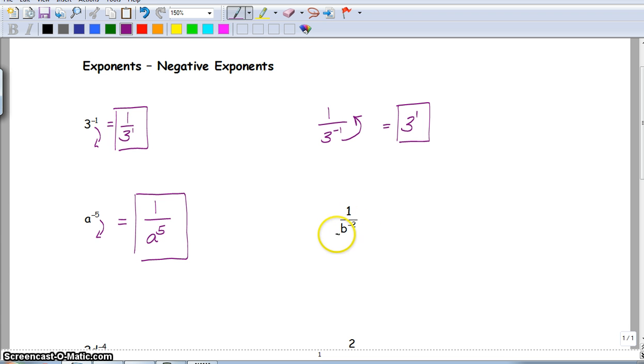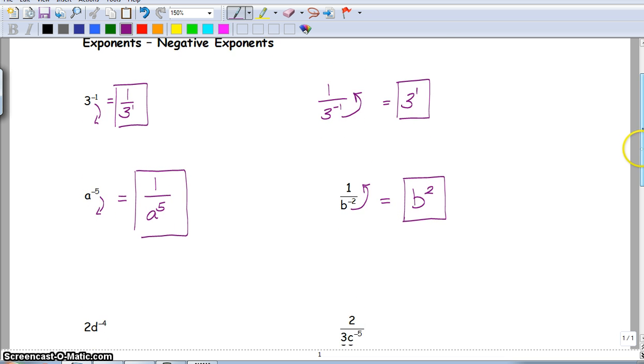If I look at my 1 over b to the negative 2, negative 2 tells me move this up to the numerator, and when it's simplified, I'm left with b to the positive 2 power as the answer.